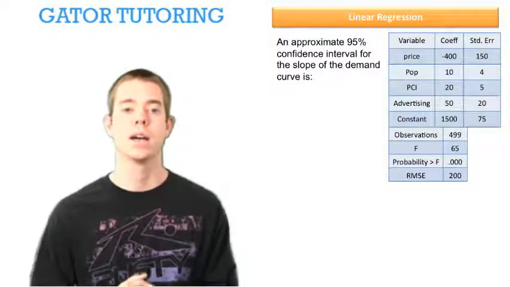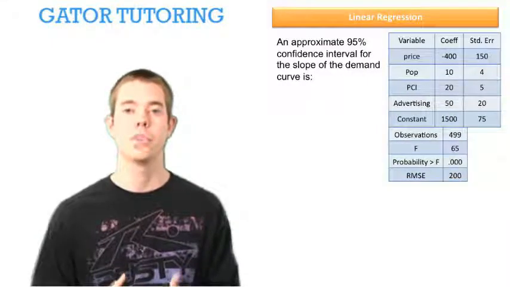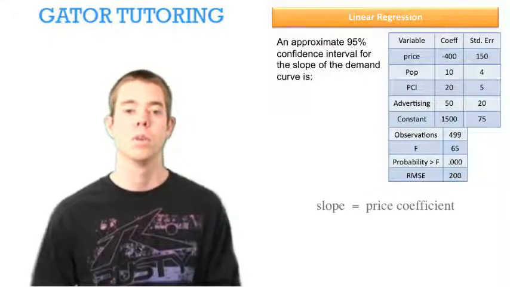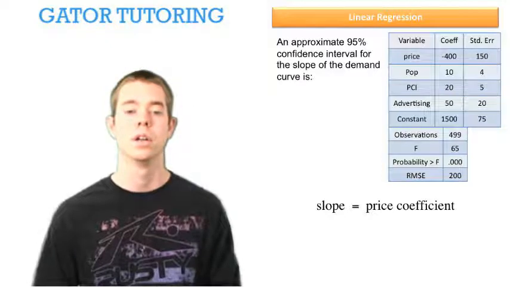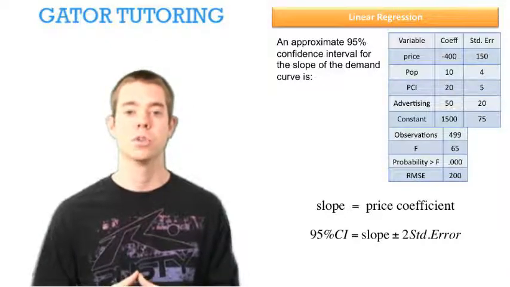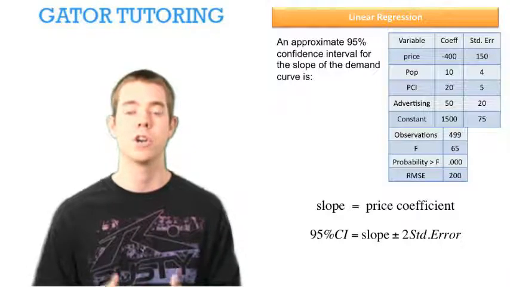The next question asked, an approximate 95% confidence interval for the slope of the demand curve is blank. Well, we know that the slope is equal to the price coefficient. In this case, the price coefficient is negative 400. The 95% confidence interval is going to be equal to that slope plus and minus 2 times that variable's standard error.